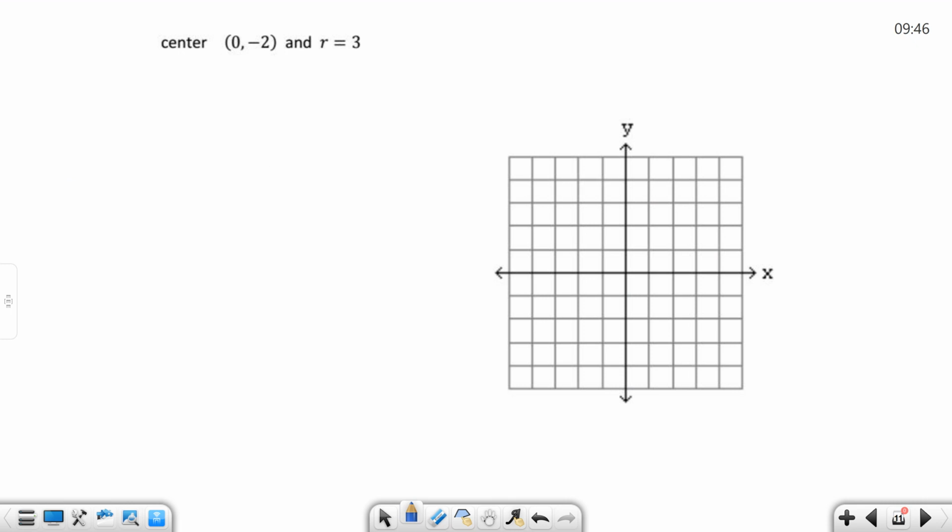The center is 0. Look, here you don't even have to find it. The center is 0, -2, and the radius is 3. So 0 on the x, down 2. There's the center. And then from that point, we go up 3. 1, 2, 3. We go down 3. We go right 3. And we go left 3. And there's our 4 points that we have on our circle.